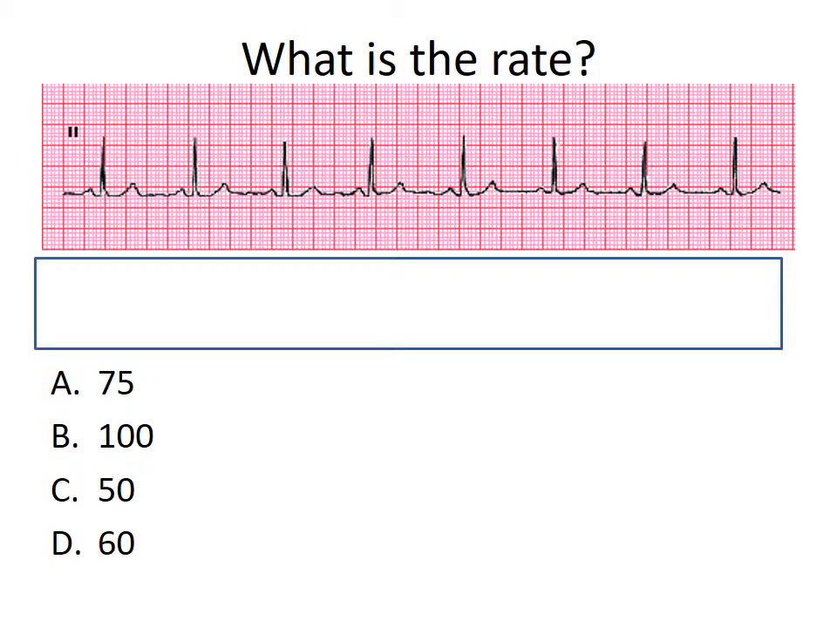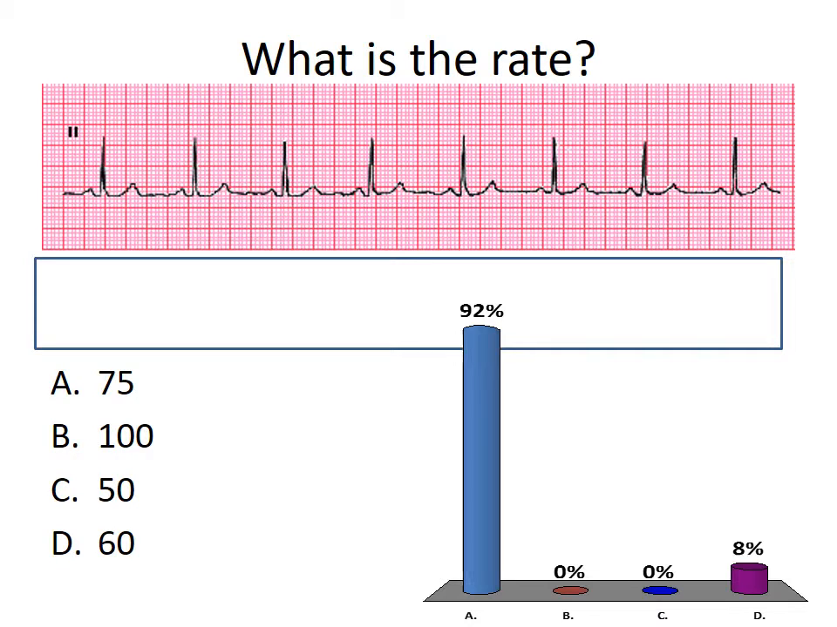All right, next one. What's the rate? How do we determine that? Quick and easy way. How many big boxes divided into 300? So from one R wave to the next, 1, 2, 3, 4 roughly. Divided into 300, 75.